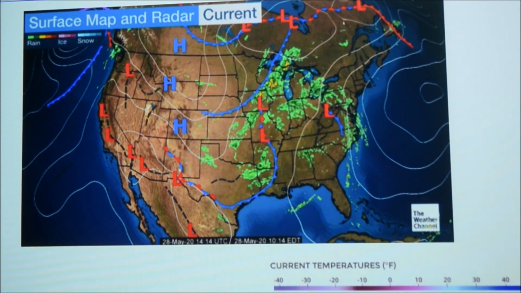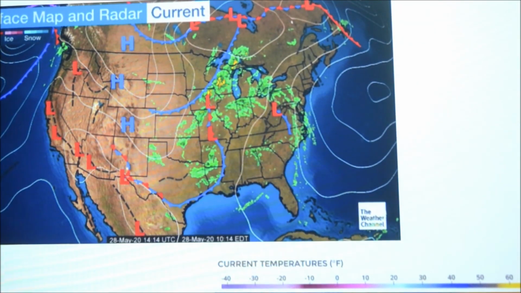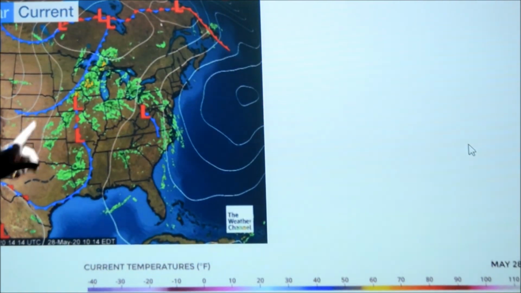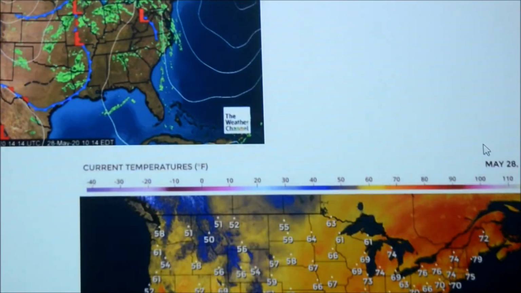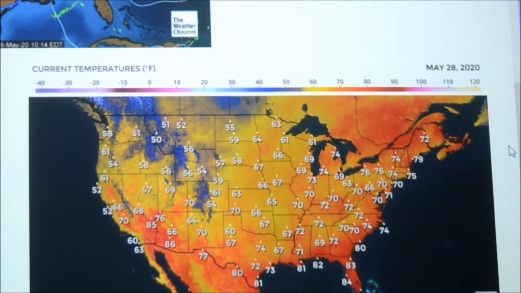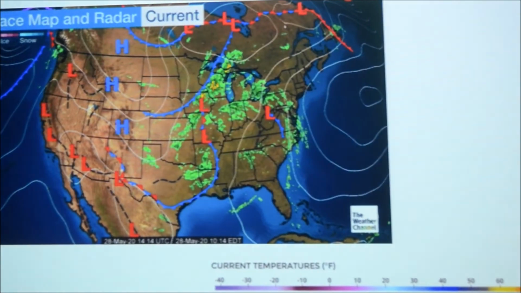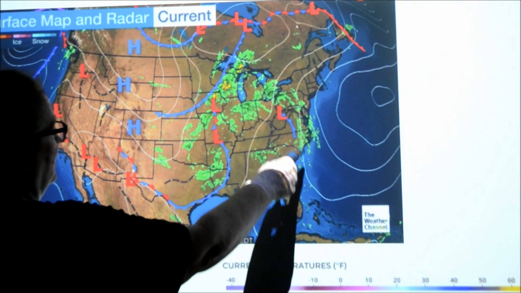If I'm looking at my temperatures, if I look at the northeast, notice my temperatures are warmer, especially in New York State. Because if I look here, we had a warm front before, so the air behind it is warmer. If I go back, we have a cold front coming in. If I look here, here's my cold front.